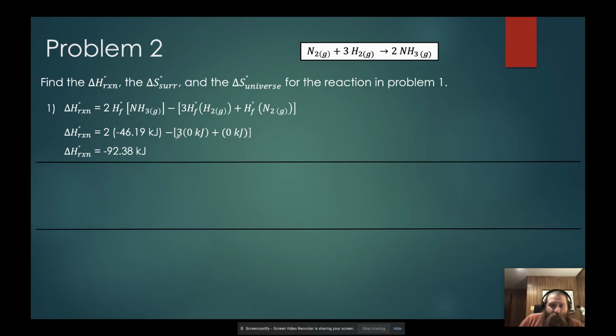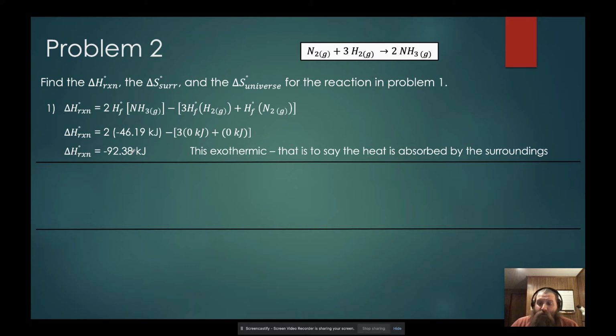Notice that this cancels and this cancels, and so it's just 2 times negative 46. And that's it. That's delta H of the reaction. This is an exothermic reaction. So we can say that the reaction gives off heat, but it's better to say the heat is absorbed by the surroundings, okay?